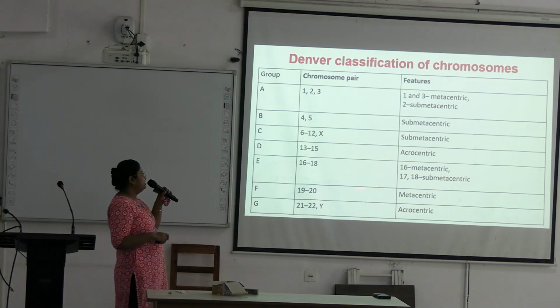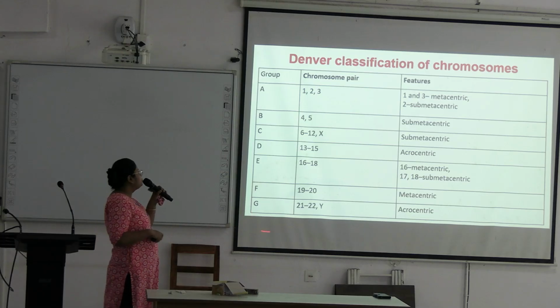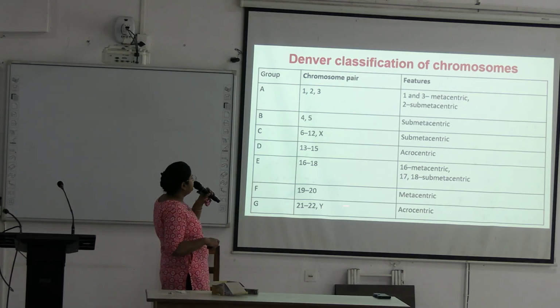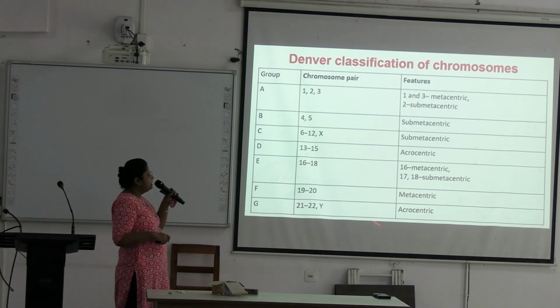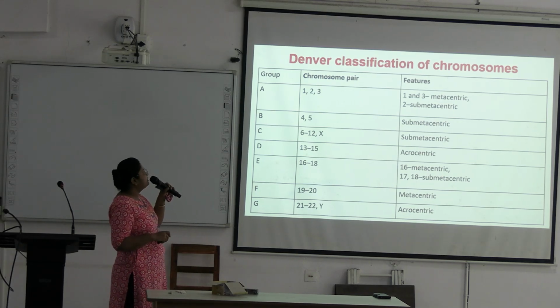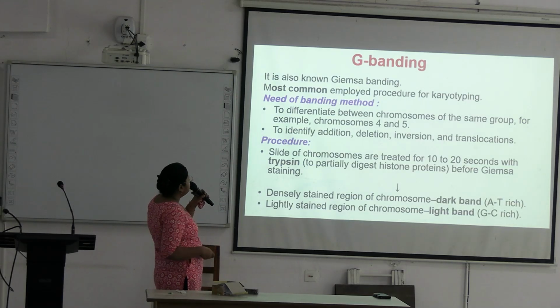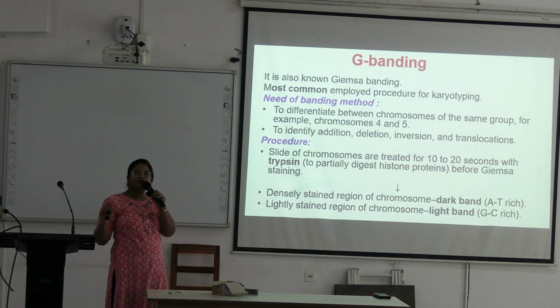Group F, 19 and 20. These are metacentric chromosomes, and group G contains 21 and 22 and chromosome Y. They are acrocentric chromosomes. Okay, so these are the different groups and the chromosomes they contain. Next, we will discuss different banding patterns.